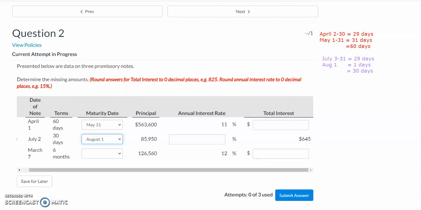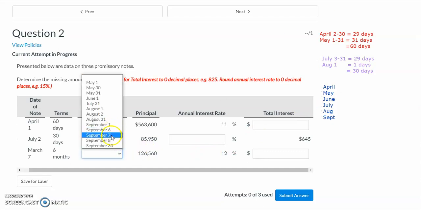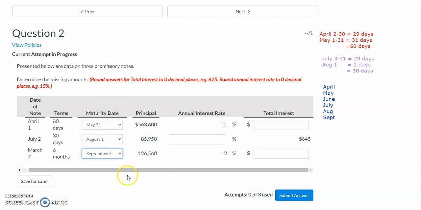And our last example on March 7th, this note is going to be for 6 months. So because this is going to be for months, we're going to exclude the first month. So we're going to have the month of April, May, June, July, August, and September. That gives us 6 months. So the maturity date is going to be on September 7th.